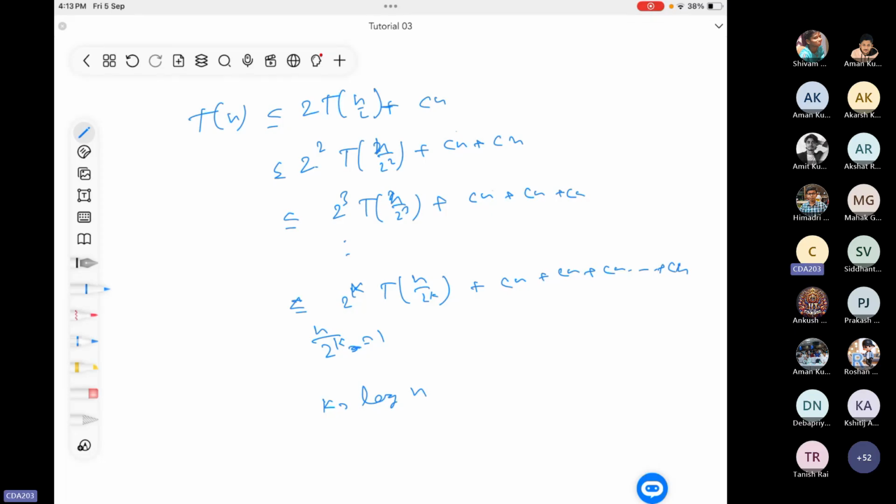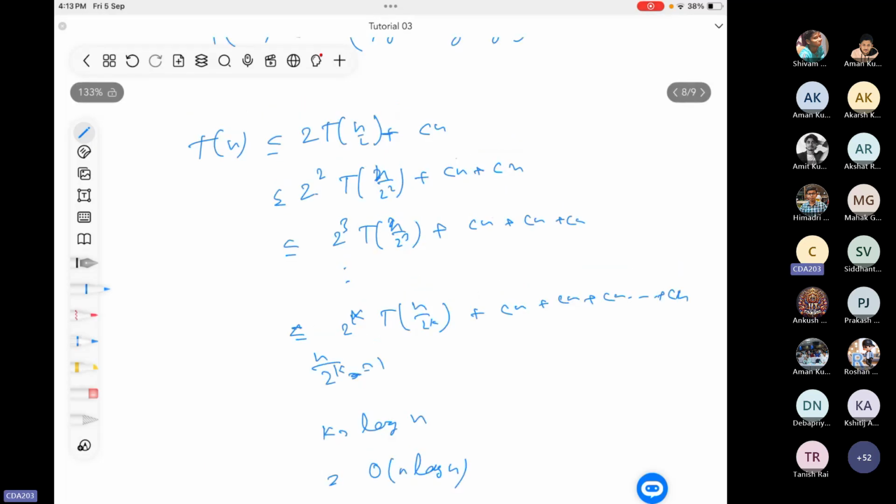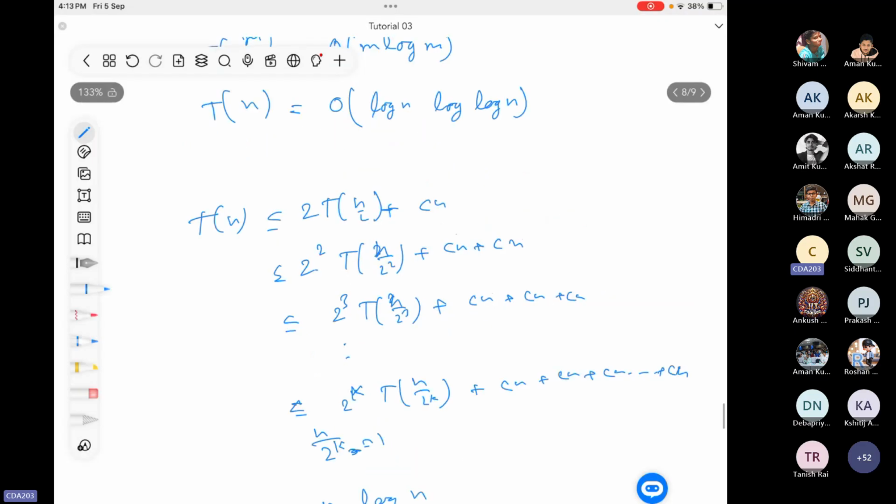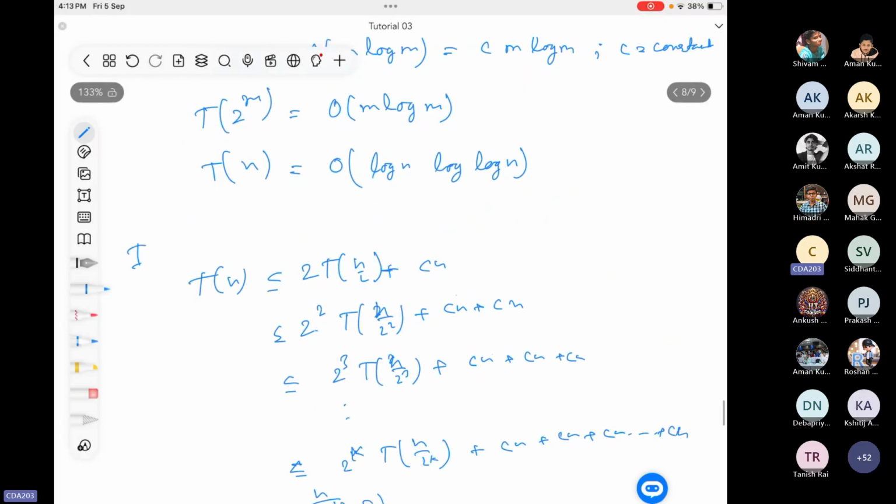So this would be equal to order n log n. The method where you repeatedly solve the recurrence like this is the iterative method. This falls under the iterative method. And for the recursion tree, you can take the example that we discussed in our previous class for merge sort. That one I think would be sufficient.